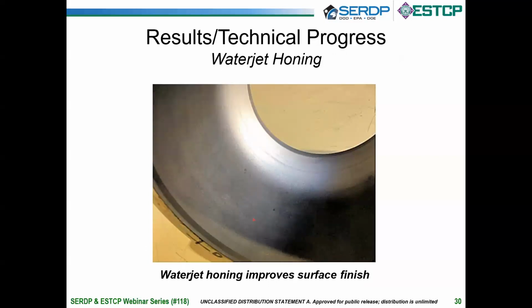The other things we're able to use waterjet technology for is waterjet honing, because traditionally after you put a coating on a weapon system, it's required that you hone the gun barrel to remove a lot of the material to get the surface finish you need. We were able to use waterjet honing to improve the surface finish tremendously after your process puts whatever refractory metal you're putting on a weapon system. And this is just a truncated section where we waterjet honed the barrel and improved the surface finish tremendously.